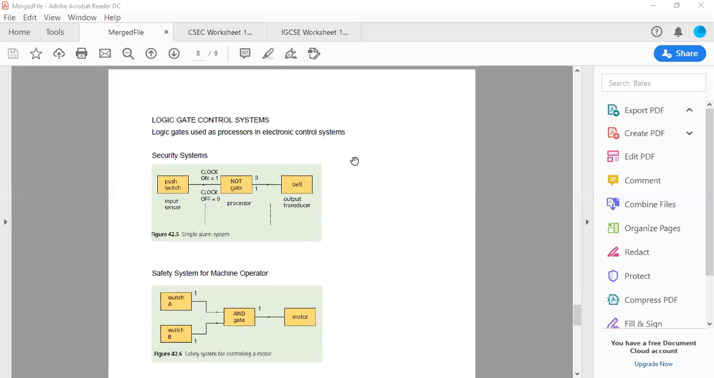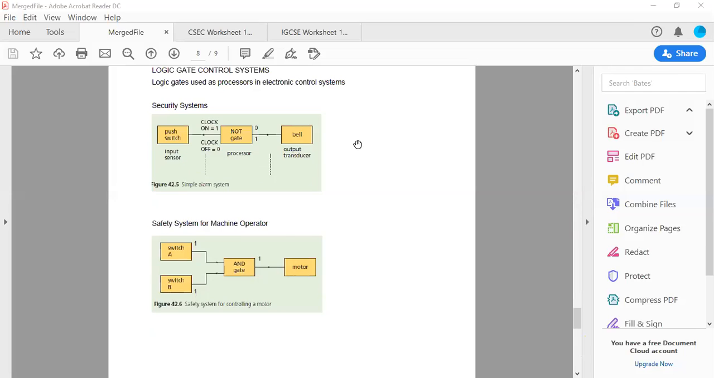These are how we're going to integrate the logic circuits into any machine operation or any security system or any system, as a matter of fact, once it has electronic circuitry in it, we are going to use gates, logic gates. So, logic gate control system: logic gates used as microprocessors in electronic control systems.